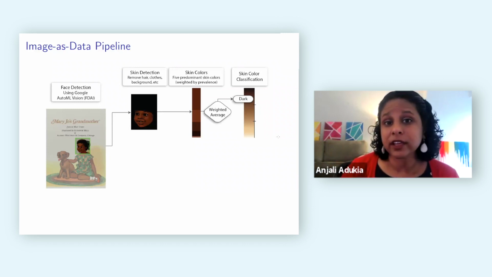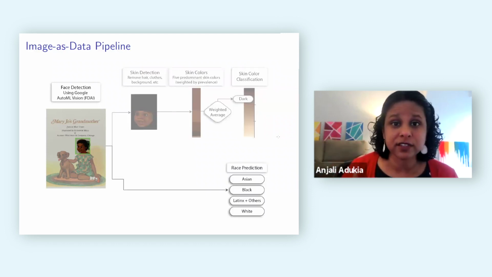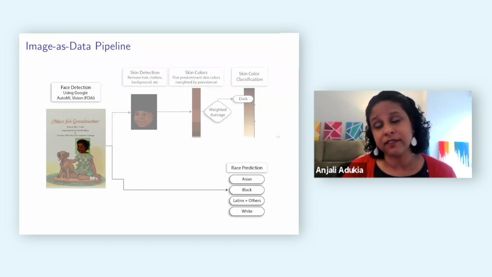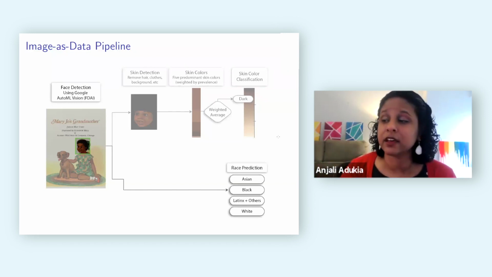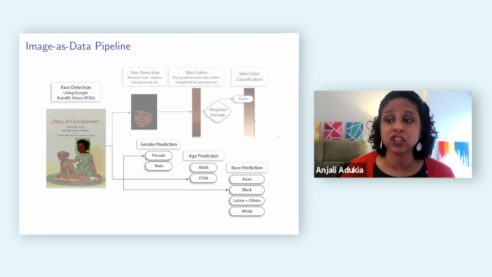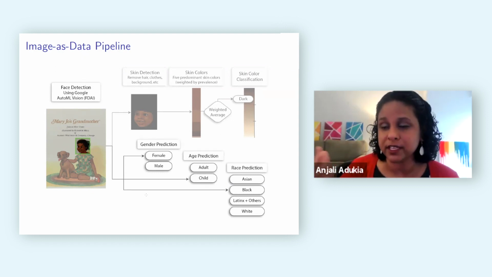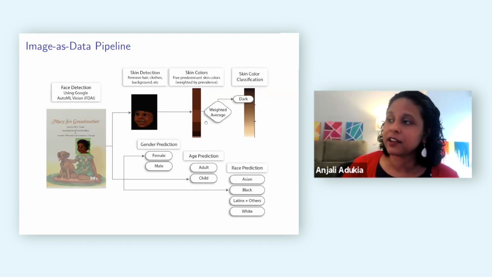And then there's a set of other features that we can identify through other models, where we can predict the race, the age, and the gender of this particular image. We get a predicted probability, and then we can assign these particular features. And this gives us, in the end, a skin color measure, a gender measure, an age measure, and a race measure for the images.